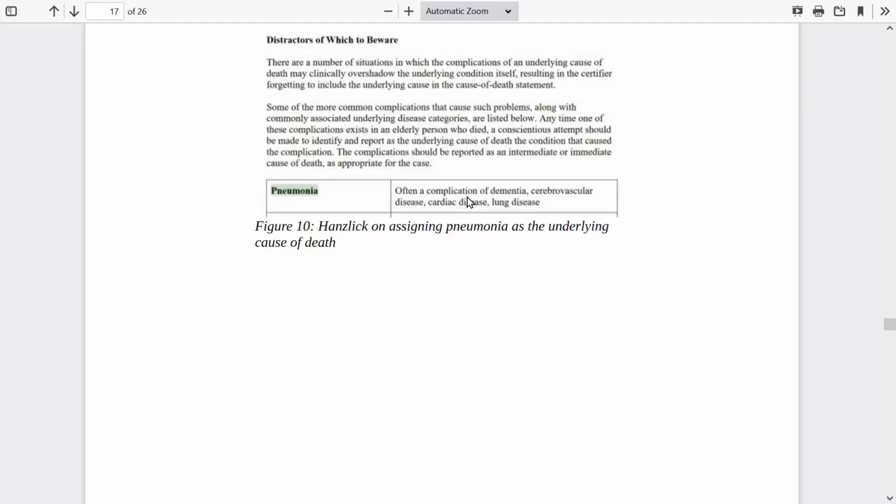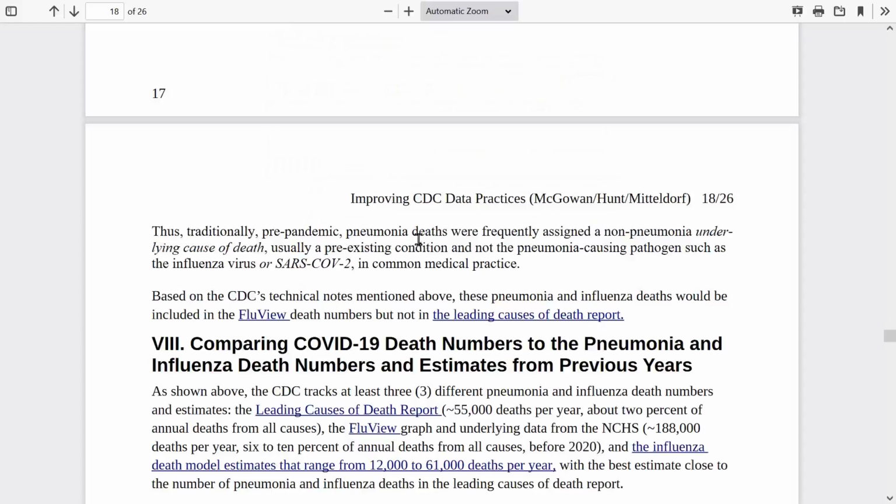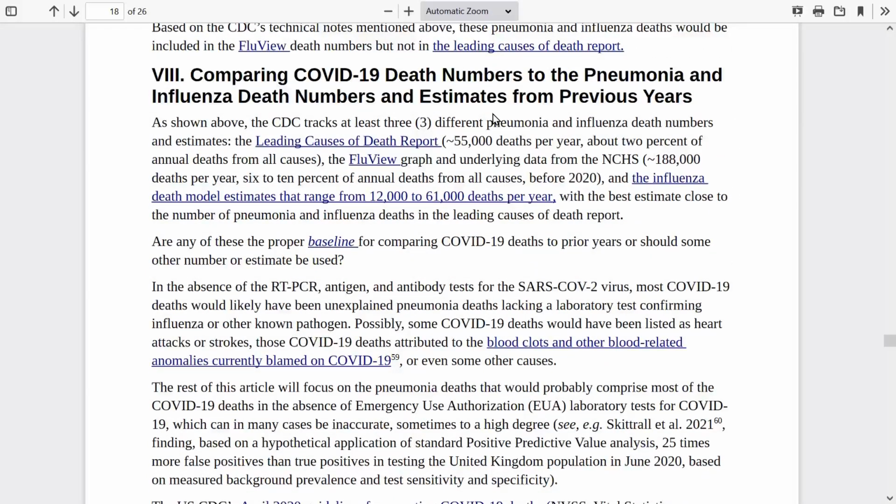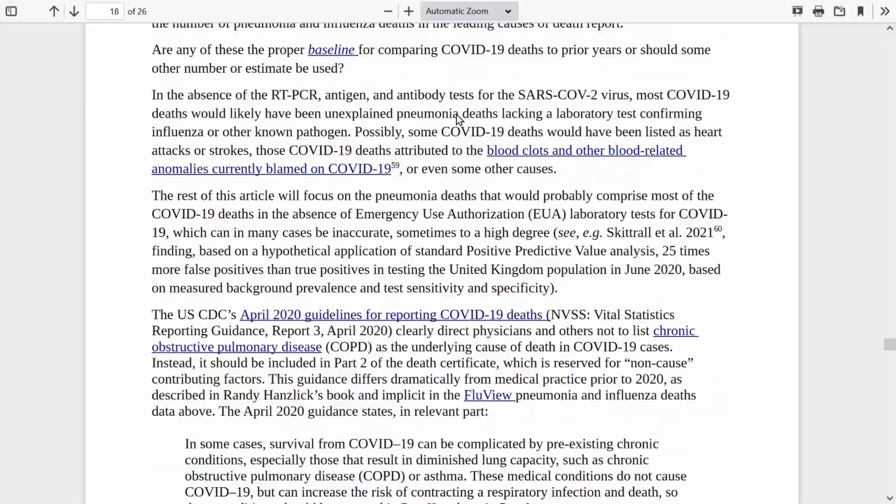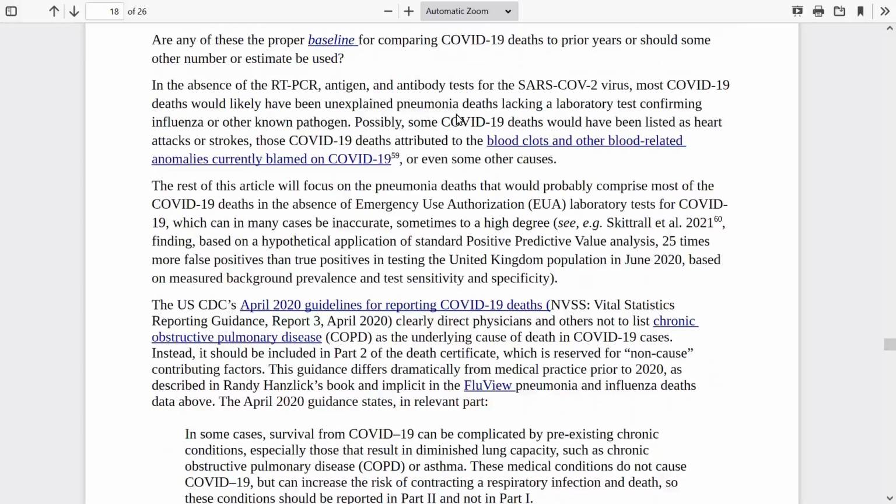So COVID is being treated differently. The SARS-CoV-2 virus is actually being treated differently from other viruses in the past. So that makes it difficult, perhaps impossible, to compare the COVID-19 death numbers to previous years. Should they be compared to the 55,000 number from the leading causes of death? Should they be compared to the 188,000 or so deaths from the flu or from something else?